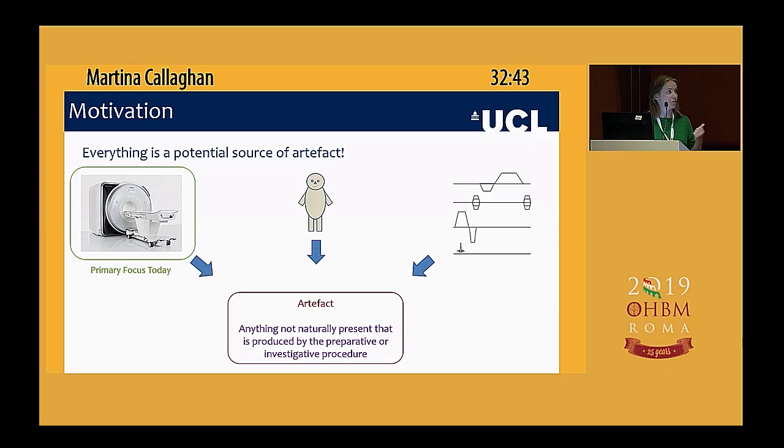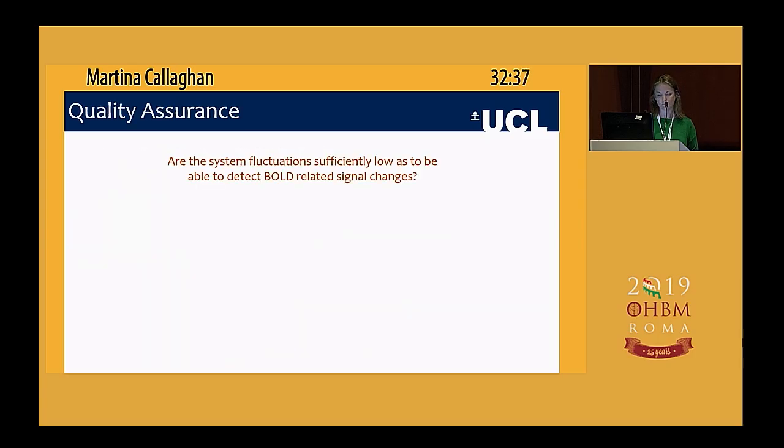So I'm going to primarily focus on the hardware today and how we can assure the quality of the data that's coming off the system. And from a functional MRI perspective, the key thing is that really we're looking at very small and subtle changes related to the BOLD response during a particular task that an individual might be carrying out, or indeed in resting state fMRI. And so we need to make sure that the system fluctuations are really as small as possible so that we can identify these very small effects over and above those inherent fluctuations in the system.